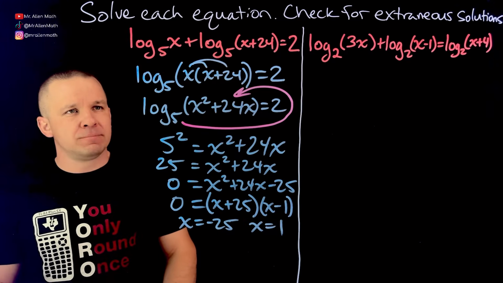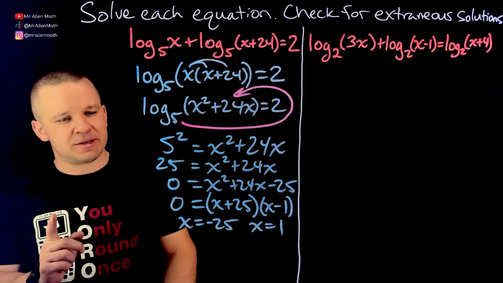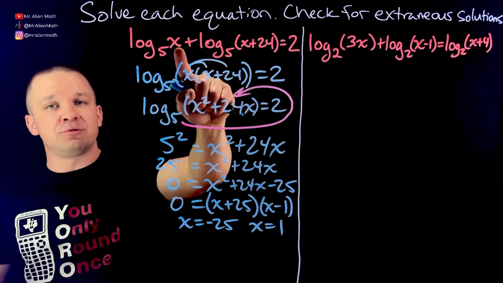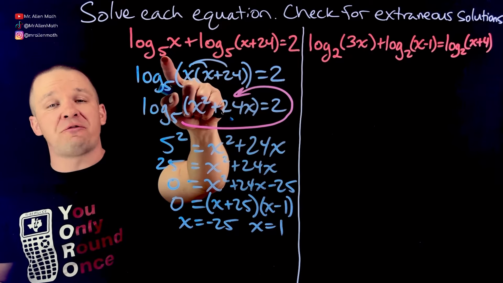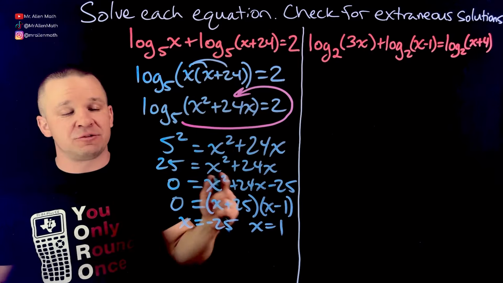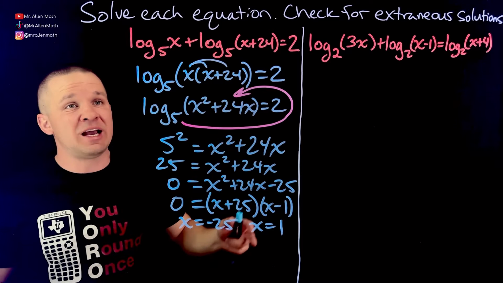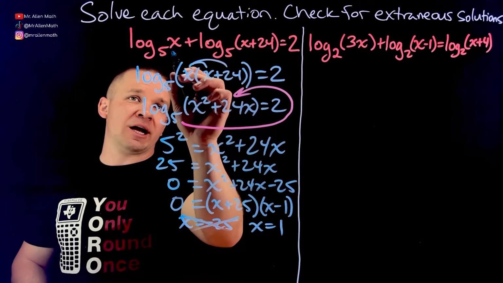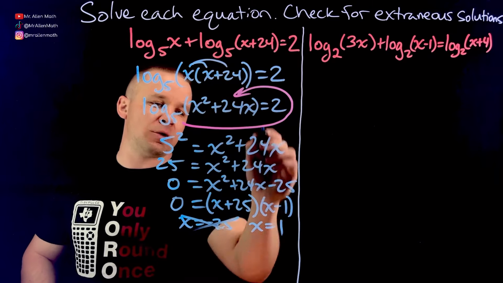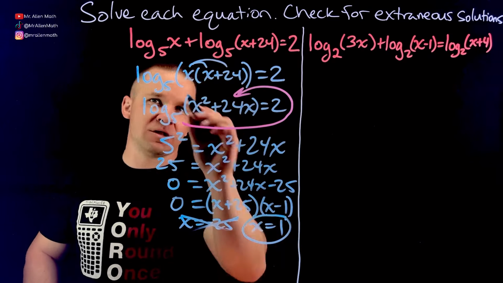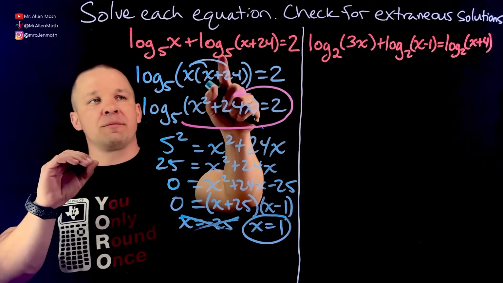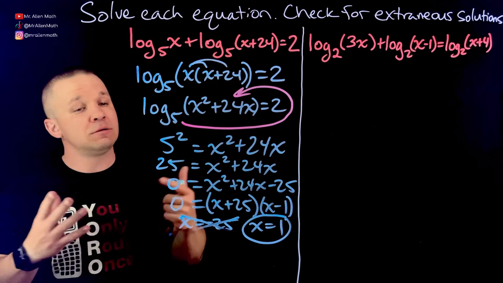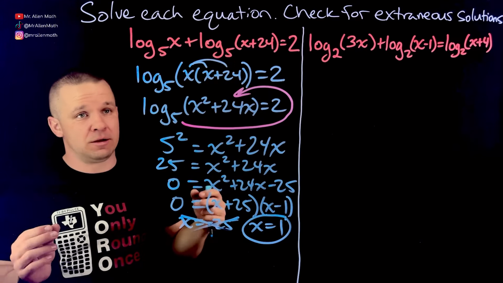All right. So do they both work? Not so fast. When I plug into the original, I'd get a negative 25 in my argument. There's no 5 to some power that will give me negative 25. But not negative 2. 5 to the negative second is 1 over 25. So this cannot happen. But 1 going in there, I get log base 5 of 1 plus log base 5 of 25. That works. Log base 5 of 1 is 0. Log base 5 of 25 is 2. 0 plus 2 is 2. Checks out. Cool? You dig? Because I dig.